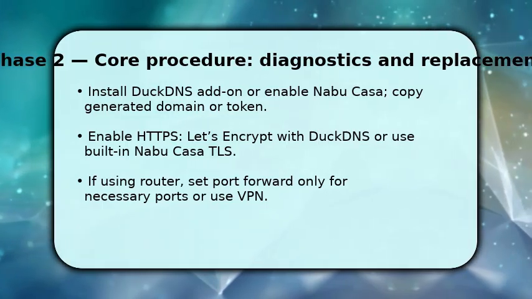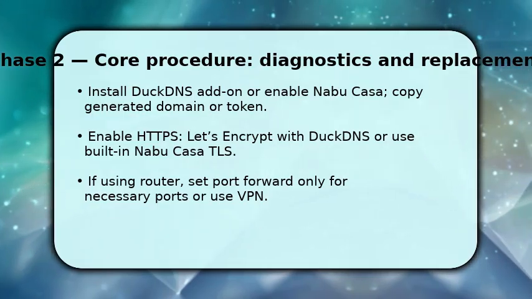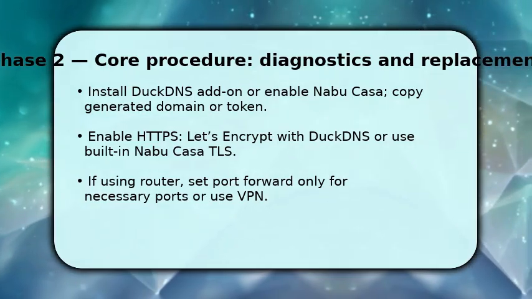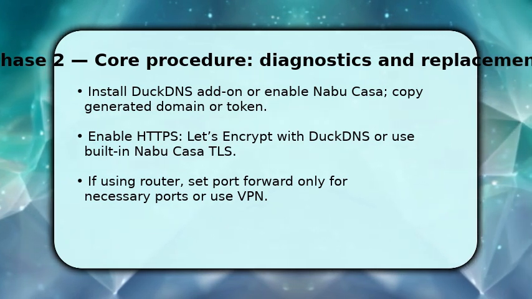Configure your router only if absolutely required. Forward minimal ports, or better, set up a VPN so you avoid exposing ports. Make sure Home Assistant accepts trusted proxies and restart the service.